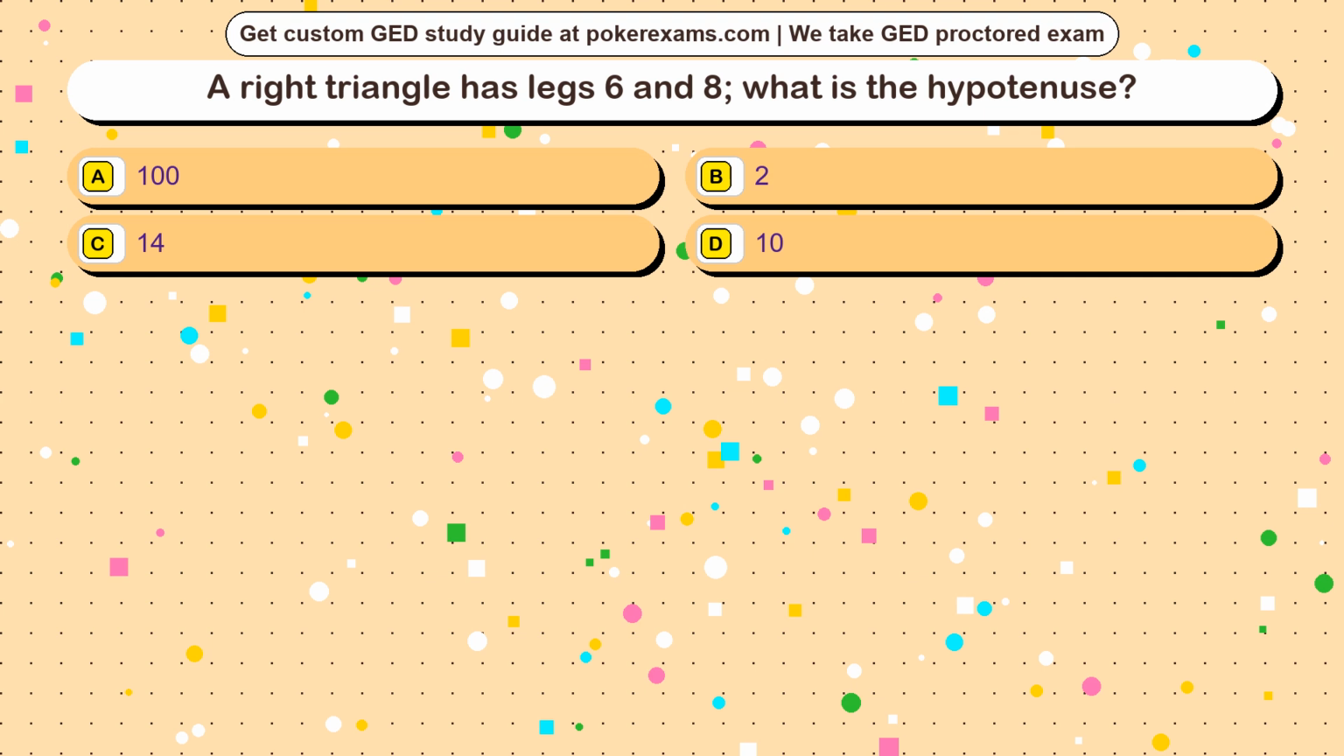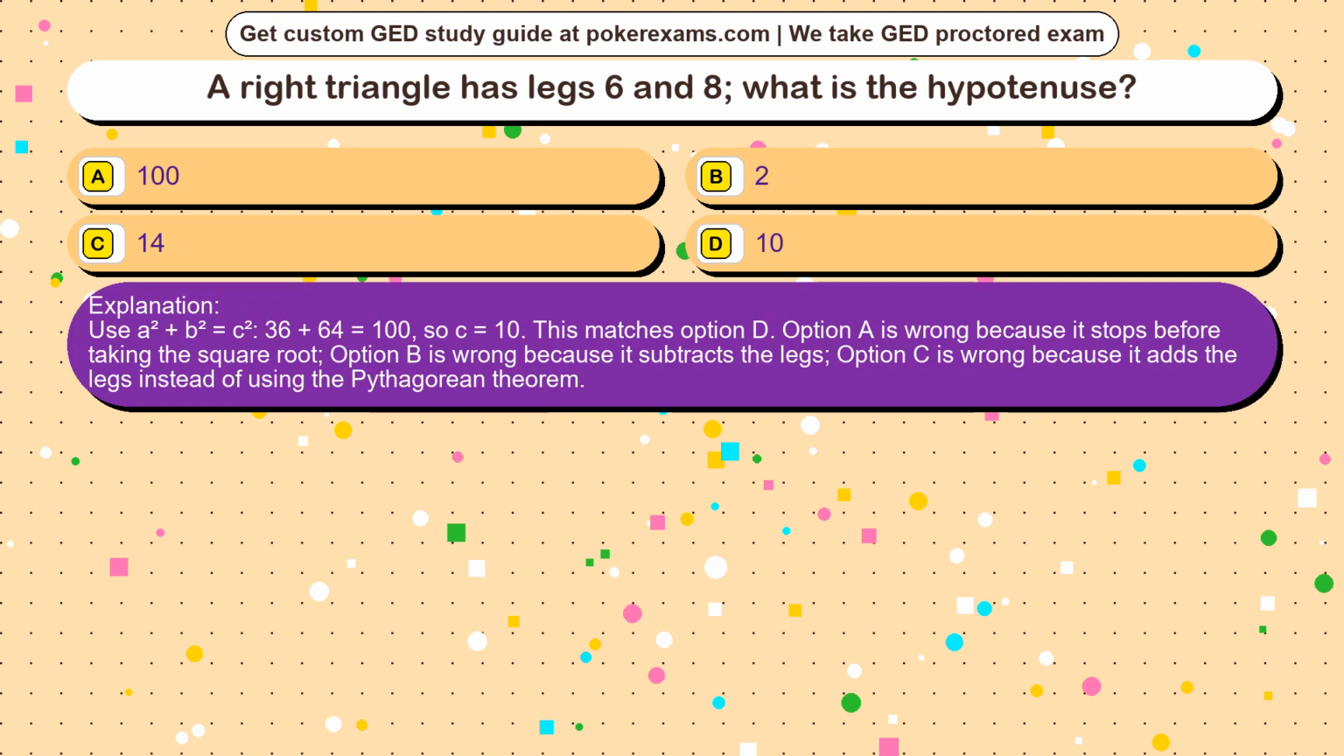The correct answer is option. Use a squared plus b squared equals c squared: 36 plus 64 equals 100, so c equals 10. This matches option D. Option A is wrong because it stops before taking the square root. Option B is wrong because it subtracts the legs. Option C is wrong because it adds the legs instead of using the Pythagorean theorem.